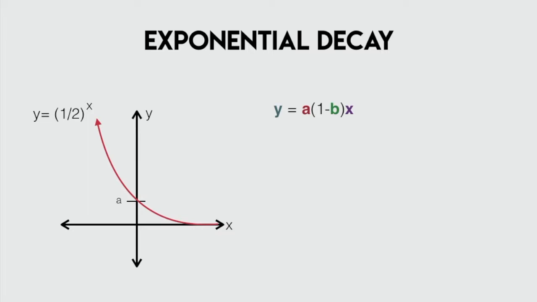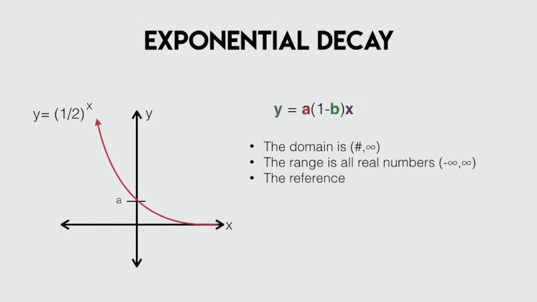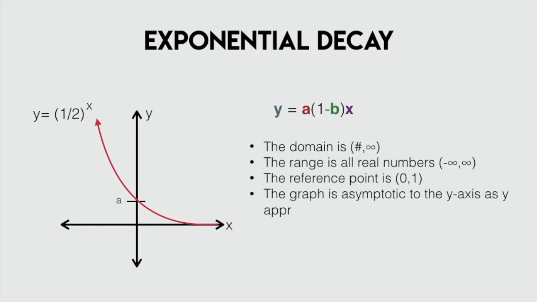The properties of the exponential decay are the following. The domain is all real numbers, to infinity. The range is all real numbers. The reference point is also (0, 1). The graph is asymptotic to the y-axis as y approaches infinity. The function is one-to-one.